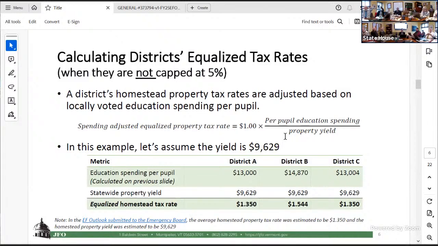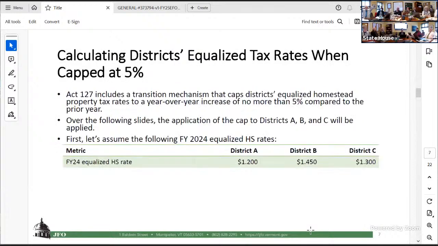Okay. So now we've calculated the equalized homestead tax rate for these 3 example districts. We see districts A and C have the average homestead tax rate that was on the eBoard Outlook. And District B has a homestead tax rate above the average presented on the EF Outlook. So now that we've calculated those equalized rates, if there were no transition mechanism, we would move into applying the CLA.